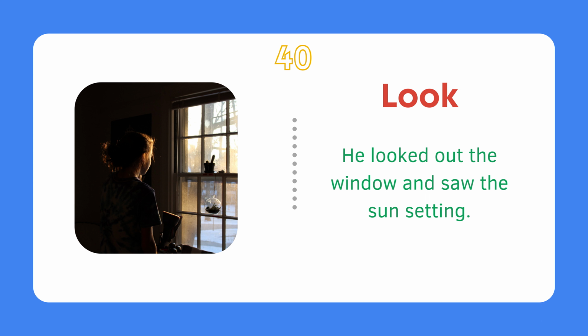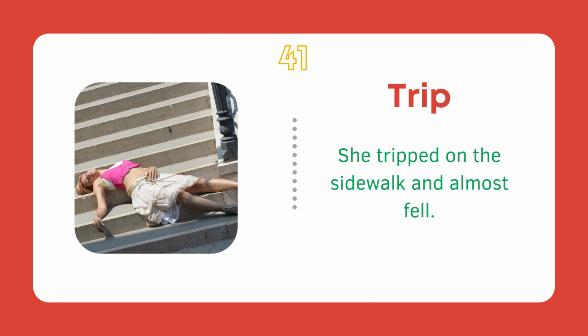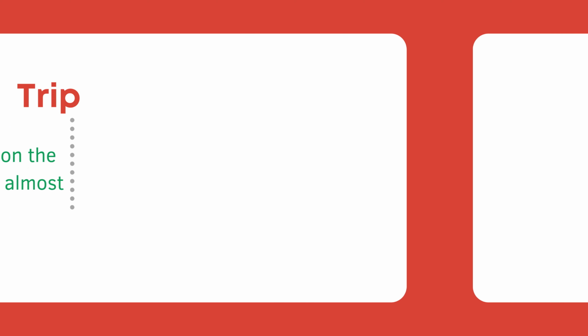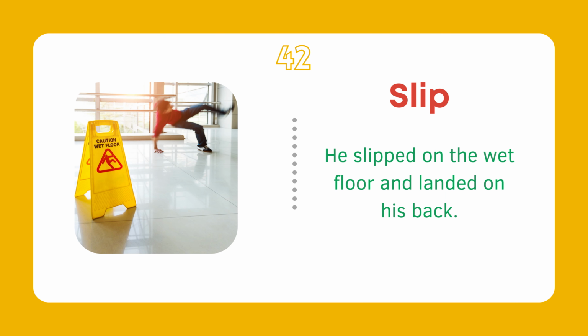Look. He looked out the window and saw the sun setting. He looked out the window and saw the sun setting. Trip. She tripped on the sidewalk and almost fell. She tripped on the sidewalk and almost fell. Slip. He slipped on the wet floor and landed on his back. He slipped on the wet floor and landed on his back.